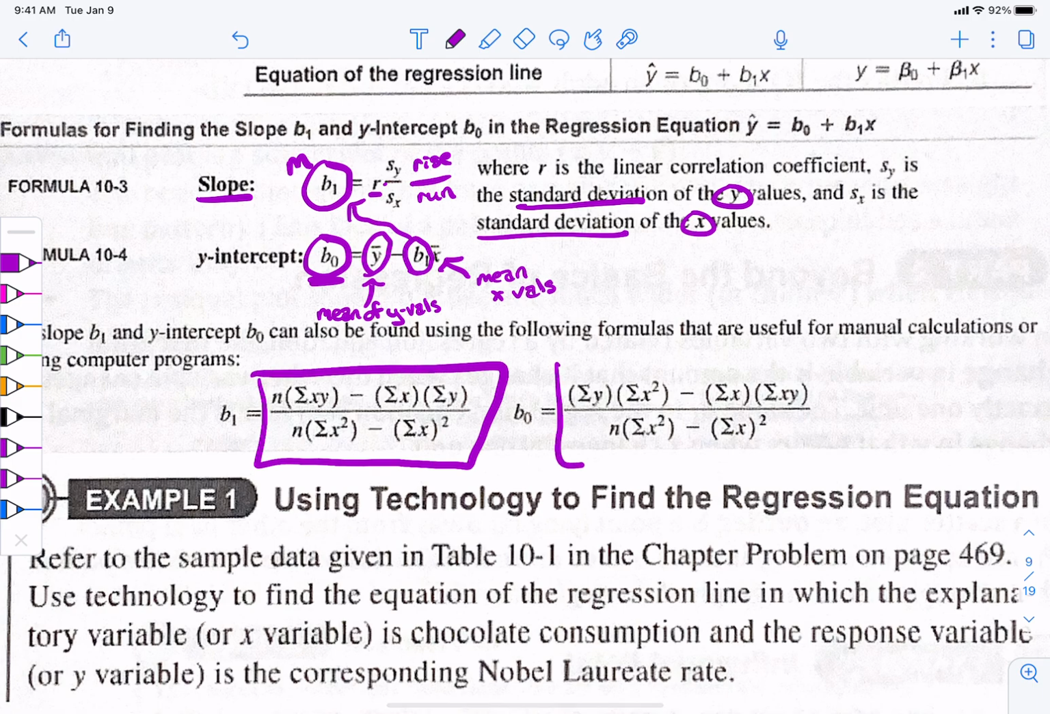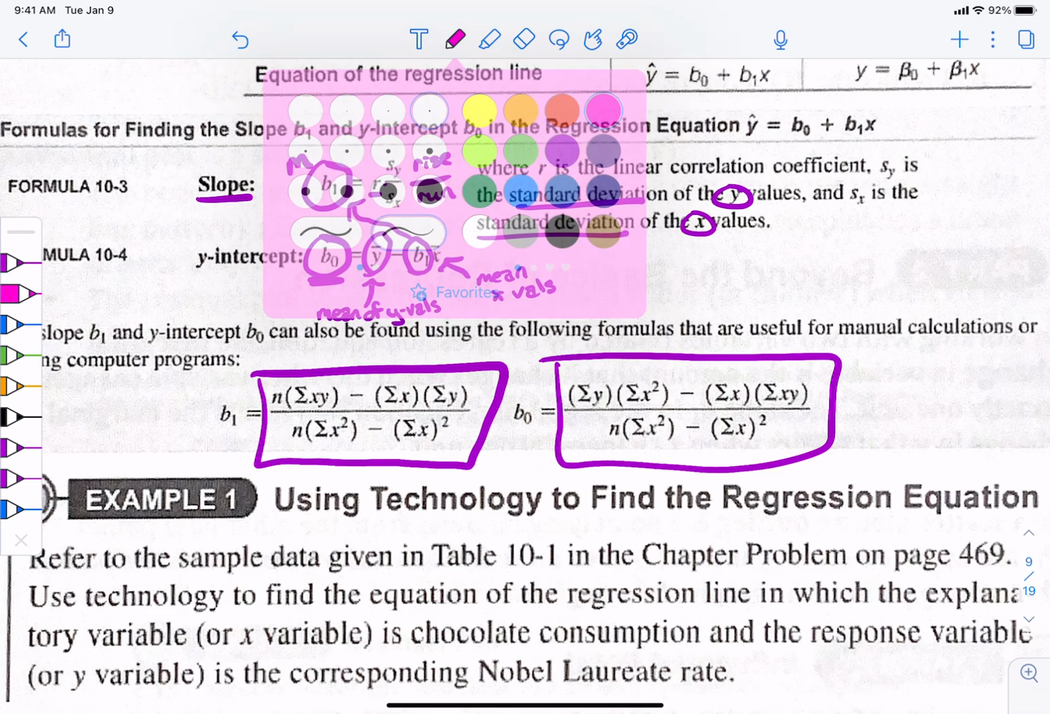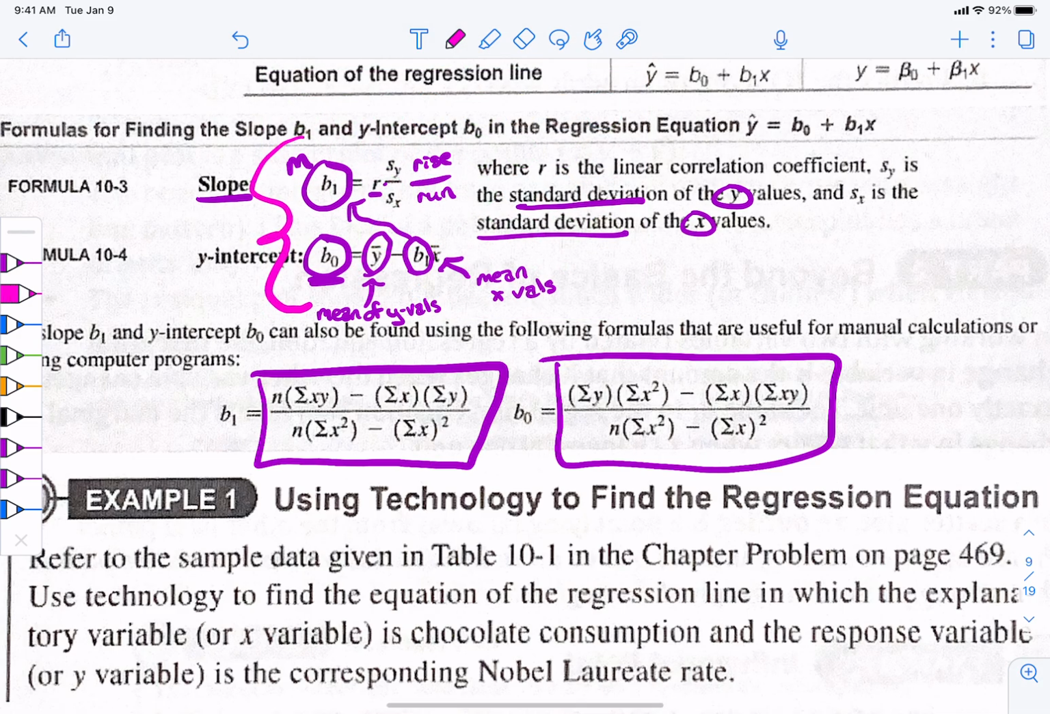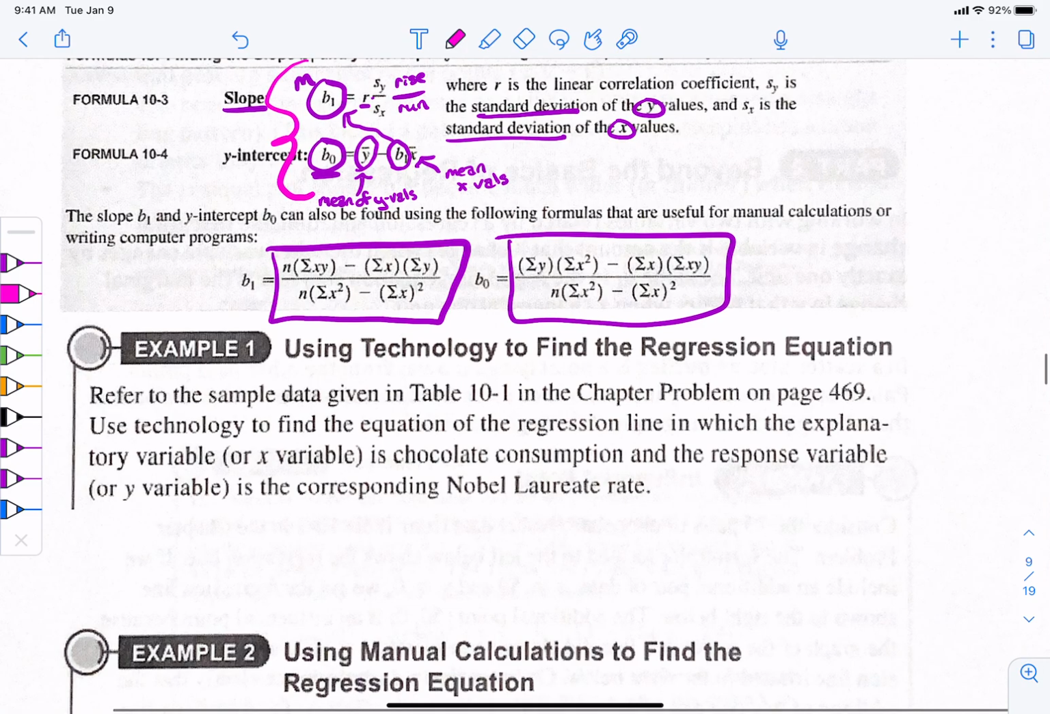We're going to see if we can use those other formulas. We're going to calculate a B. Yay, we're done for the day. No, we're going to do example one. Example one. Calm down, Cody.